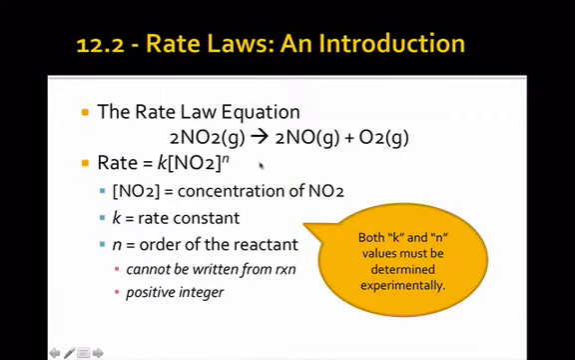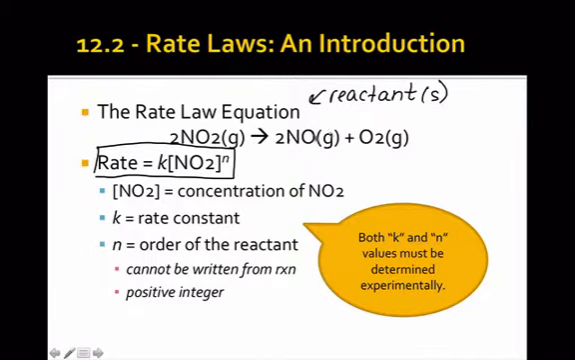We like to write rate laws when we're looking at these reactions. So the rate law equation in general is the one you're seeing right here. The example one is written from here. The rate law equation is always in terms of the reactant, or sometimes the reactants.